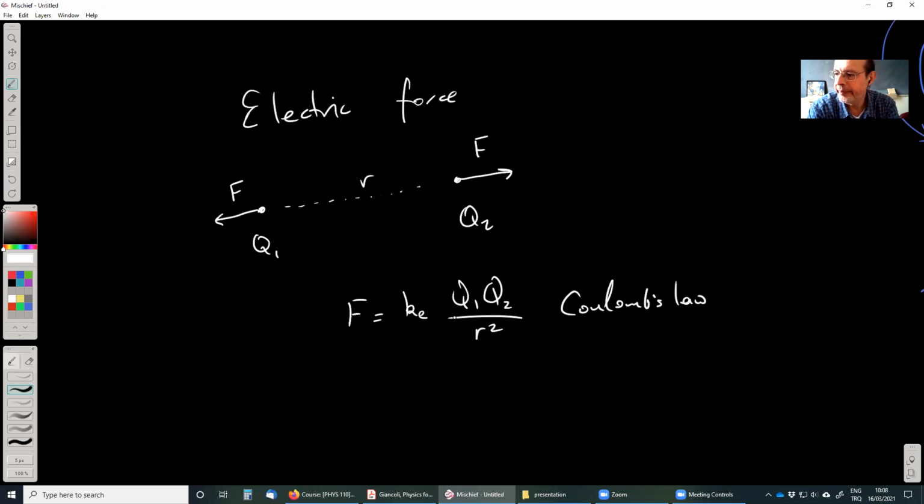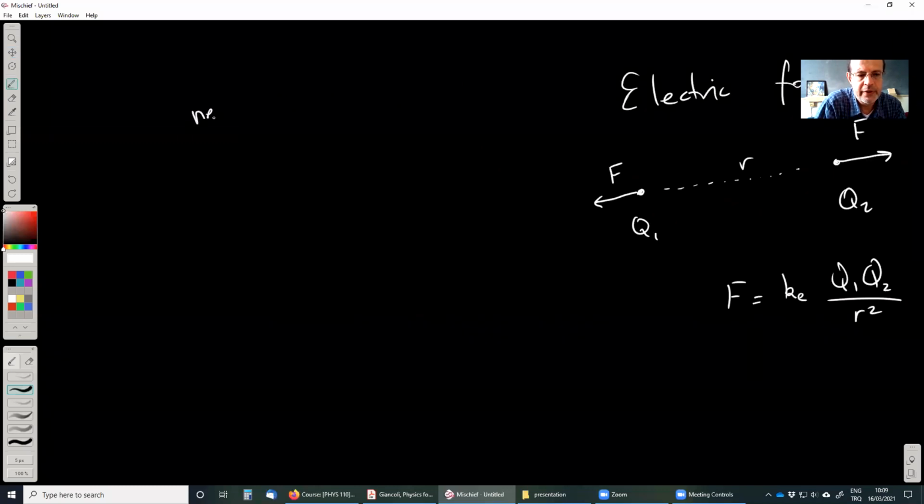However, some particles like neutrons, even though a neutron has a total charge equal to 0, a neutron is actually a composite particle. It's not a fundamental particle because it has 3 quarks in it. So it has 1 up quark and 2 down quarks.